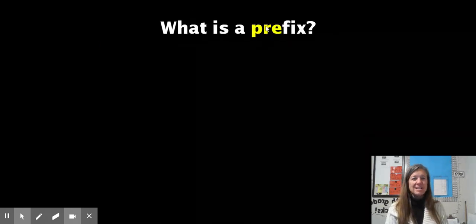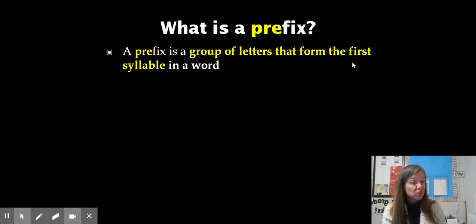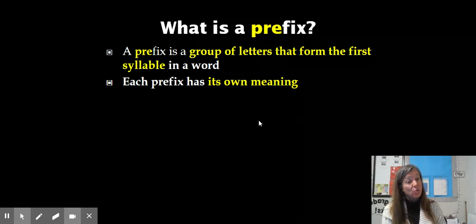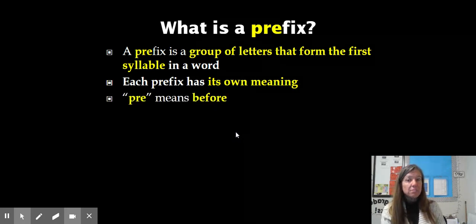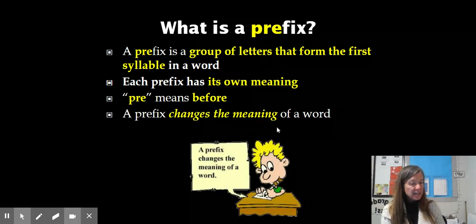Here we go. What is a prefix? Think about the word pre, like a pre-game. So these are things that happen in the beginning, before the actual event. So a prefix is a group of letters that form the first syllable in a word. Each prefix has its own meaning. Pre means before. A prefix changes the meaning of a word. So when you add that prefix, it means something else.